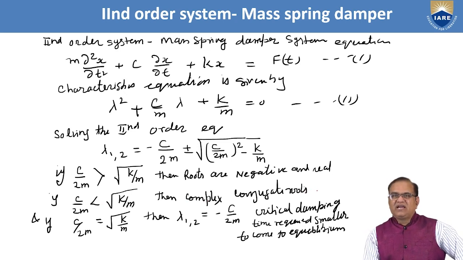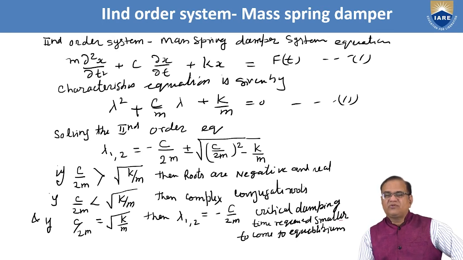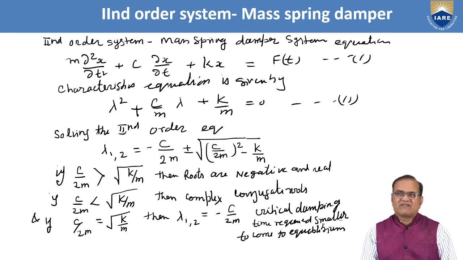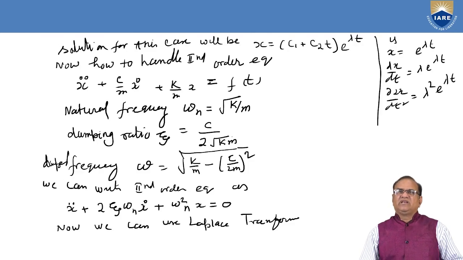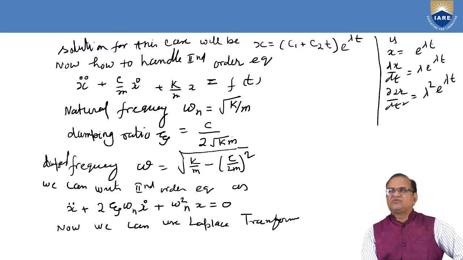And if c by 2m is equal to under root k by m, then only we will get lambda 1 and 2 equal to minus c by 2m. So this is called the critical damping, which takes the smallest time to come to the equilibrium condition. So these parameters we have to understand very clearly. The solution for this case will be x is equal to (c1 plus c2 t) e to the power lambda t.